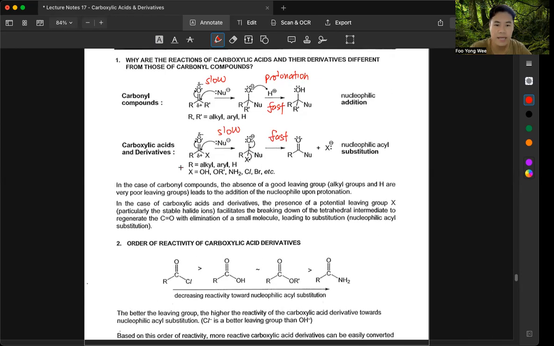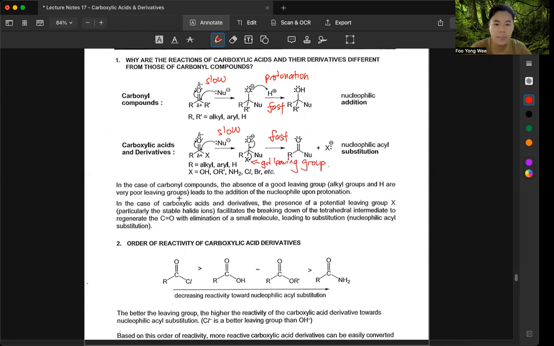So for the carboxylic acid derivatives, the mechanism is a bit different from carbonyl compounds. After the nucleophile attacks the carbon center, it forms back the double bond here, because instead of protonation, it will actually form back an X, because the X here is a good leaving group. So this can happen.